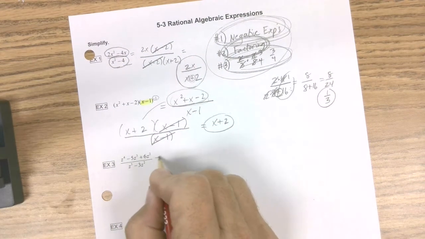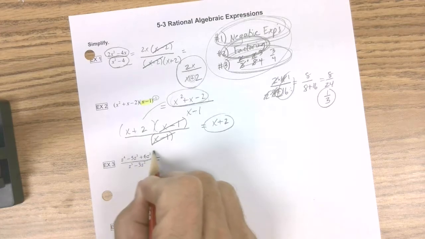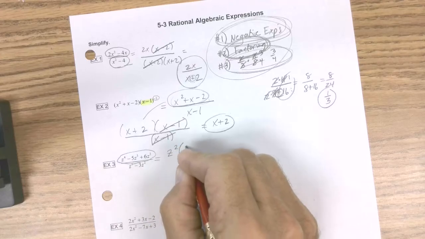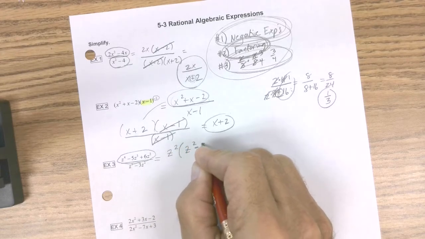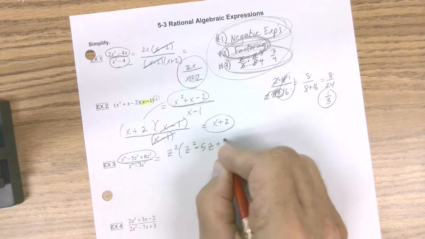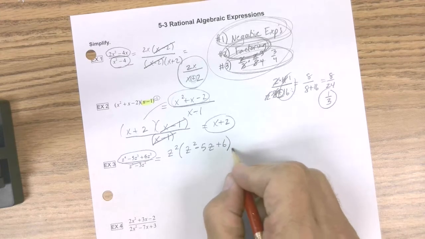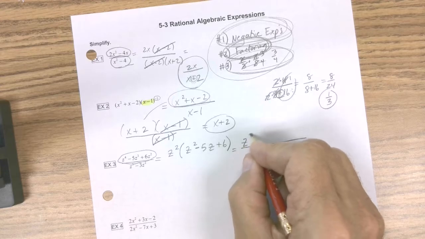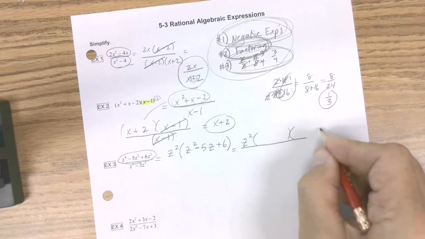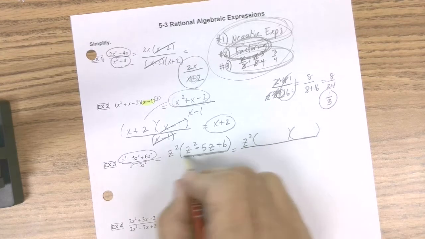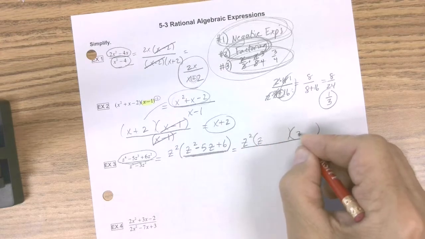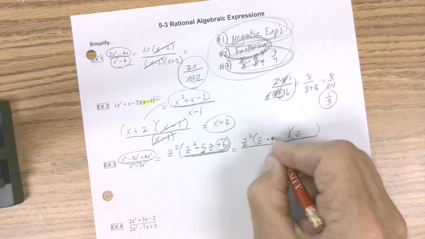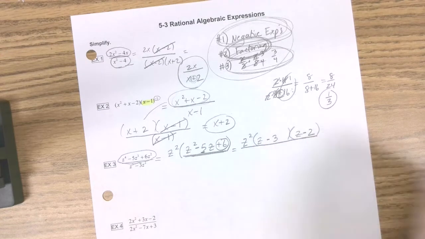All right, this one, no negative exponents. But what do I notice about this? I can take out a z squared right away, and I'm left with z squared minus 5z plus 6. And see, I'm not done factoring that yet, so I'm going to continue factoring it. Z squared, and then this trinomial right here turns into z and z. Two factors of positive 6 that add up to negative 5 would be negative 3 and negative 2.